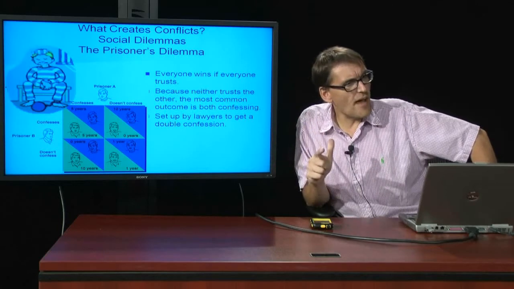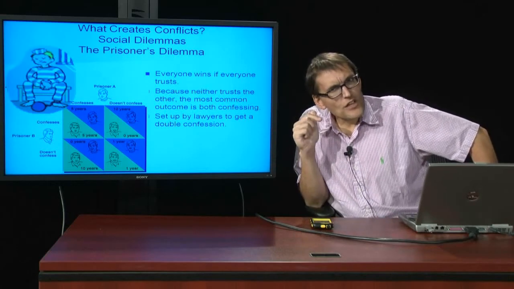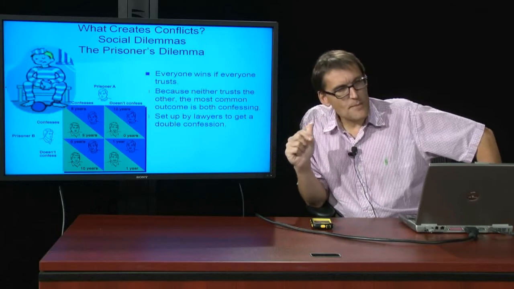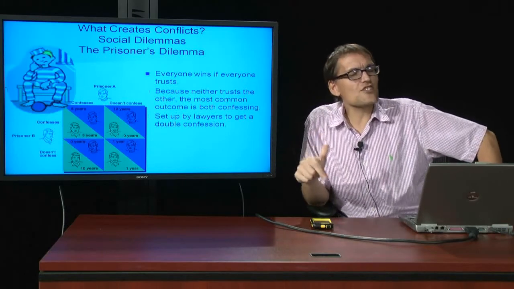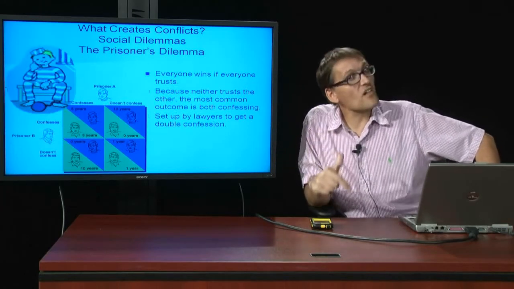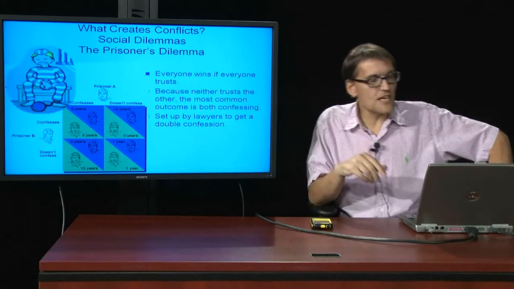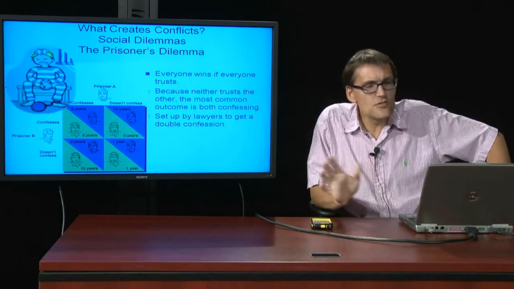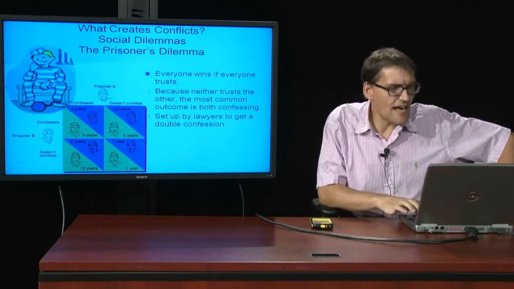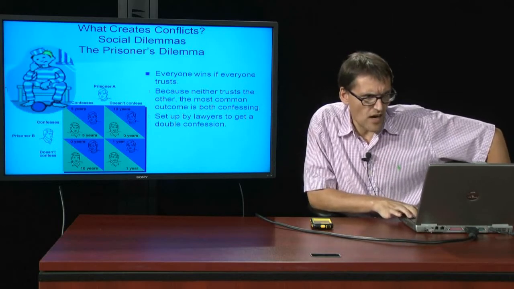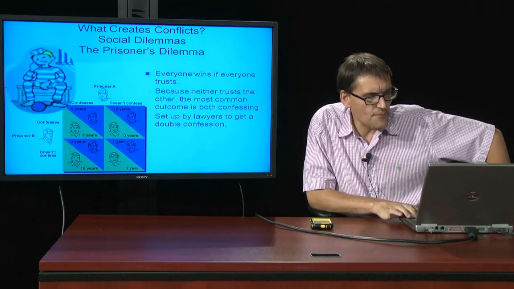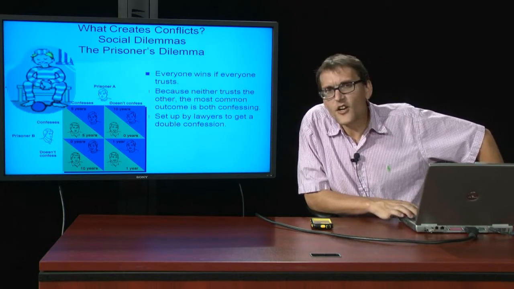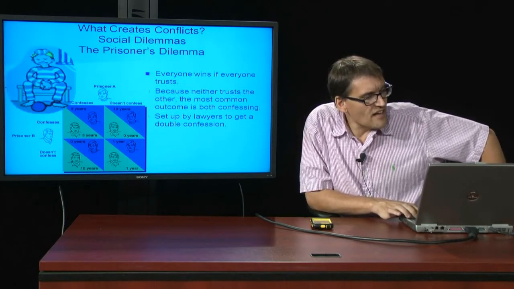And this is what conflict is about, right? They were both looking out for their own selfish best interest, and by doing so created a situation which is worse for the collective, for them together. And so lawyers use this to set up confessions in a lot of situations, and it works very, very well. It's a very straightforward thing. Neither one trusts the other.